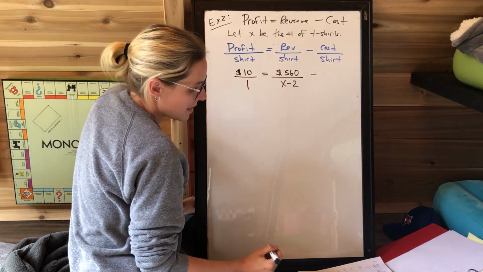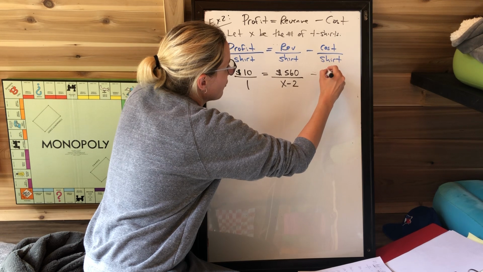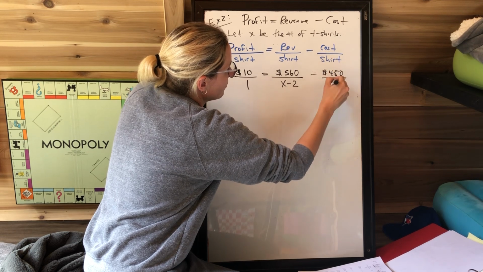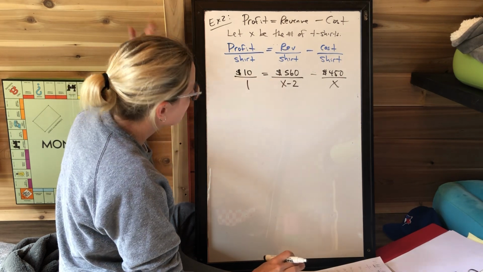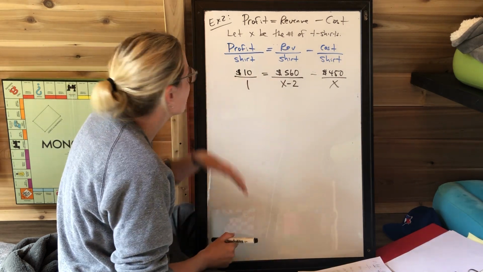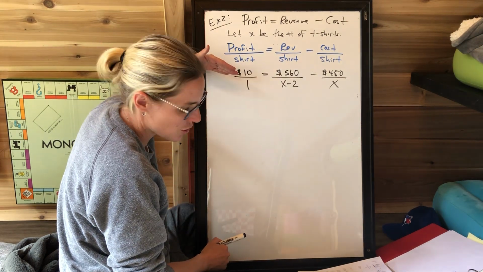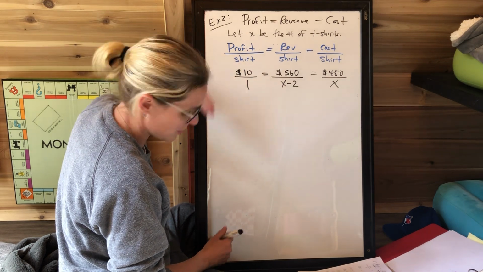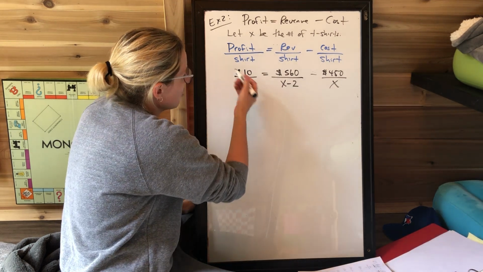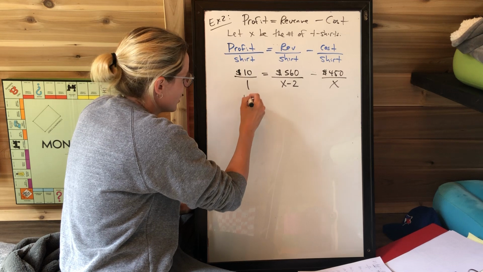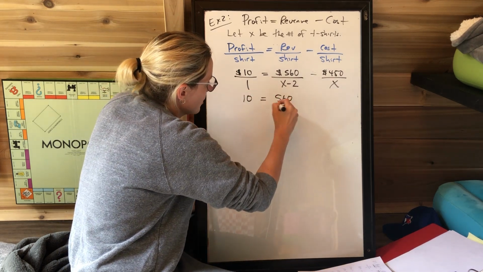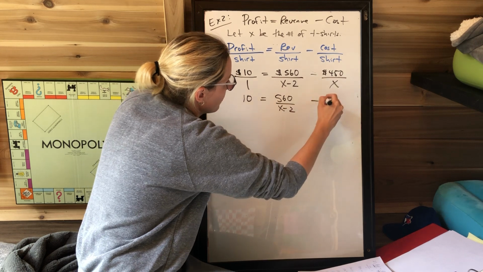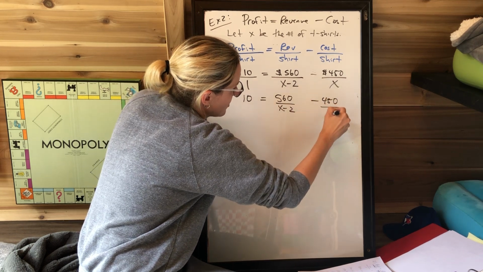And then the cost is how much he spent. So he spent $450 for X shirts. He got all the ones in the case, he took 2 out, and then he went from there. So this is by far the most difficult part of this question. Once you've established this part, it just turns into a normal question. Now, $10 per one, we should really take the dollar sign out. It's just 10. This is 560 over X minus 2, and this is 450 over X.